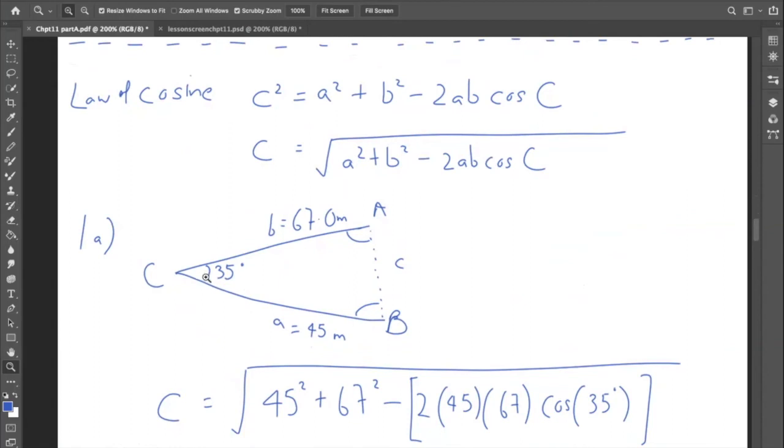So an easy way to remember is to think about a crocodile. You sandwich the angle with two pieces of information about the length. So length B is given as 67 meters and length A is 45 meters. So we're using the cosine rule. We should be able to solve for C.